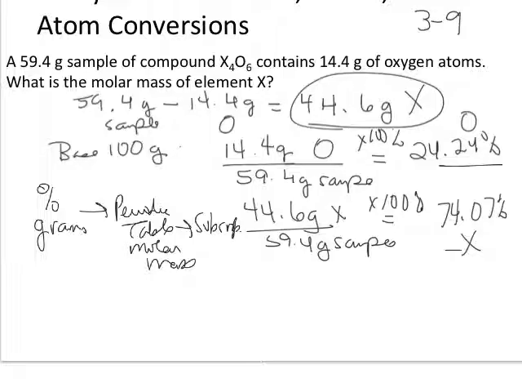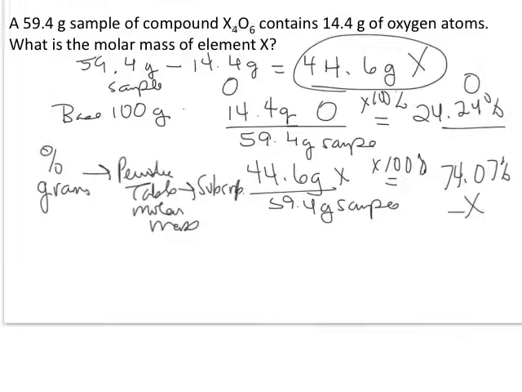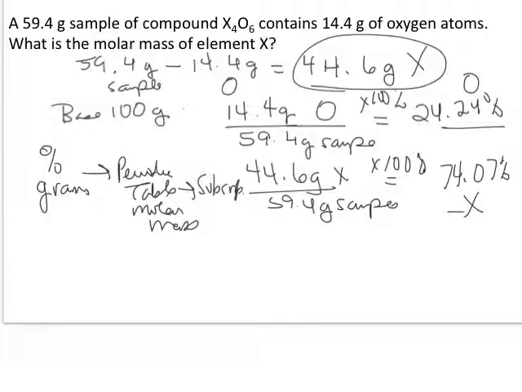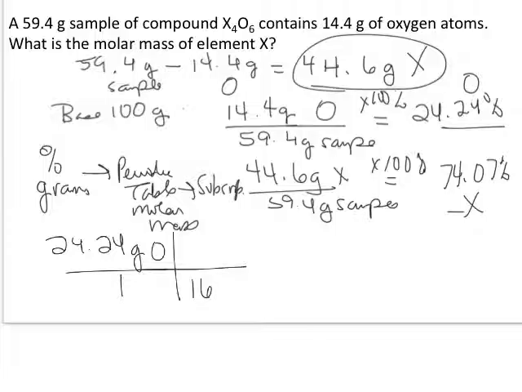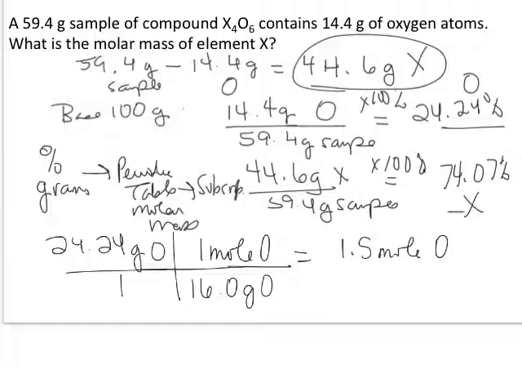So in order to do that, it's going to look like this. Let's do oxygen. 24.24 grams of oxygen over 1. And if you look at the periodic table, for 16 grams of oxygen and 1 mole of oxygen, that gives you 1.5 mole of oxygen.